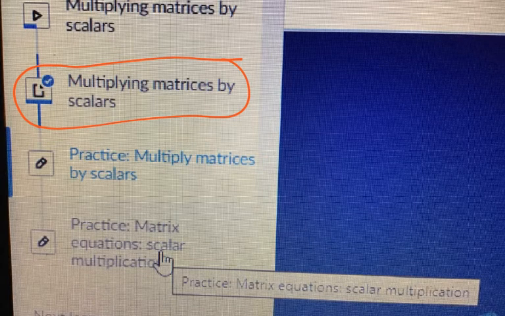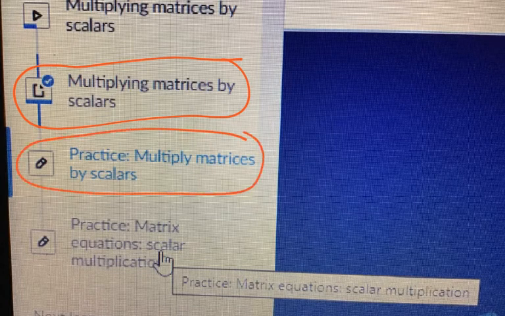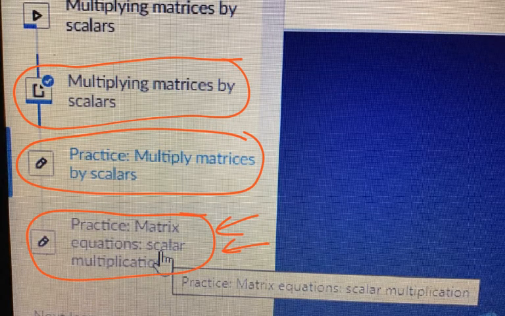Try, for example, the check for understanding problems for sure. Complete that 100%. And in the last video, we did a few of these simple scalar multiply matrices problems. Now, we're going to do this one right here. We're going to do some simple equations. And all we're going to do is basically add, subtract, multiply, and divide, guys. That's all we're going to do.